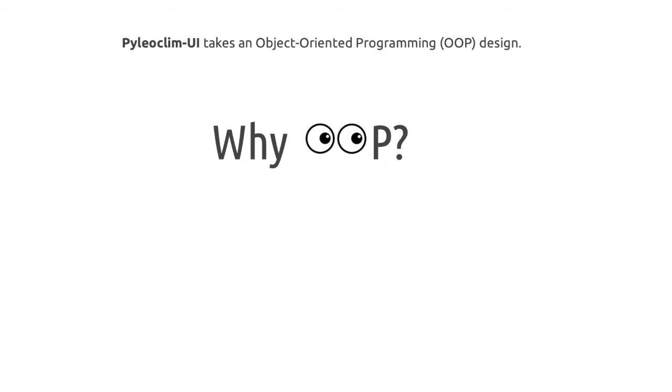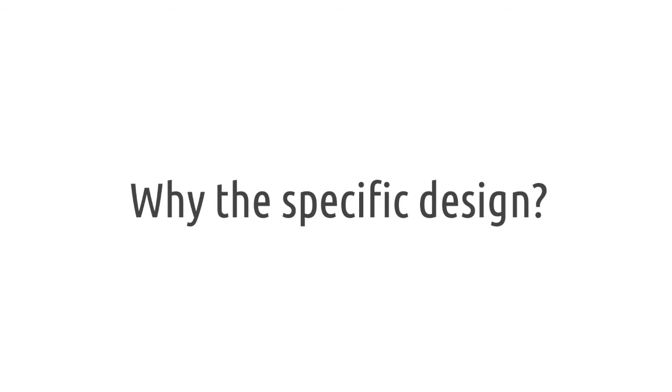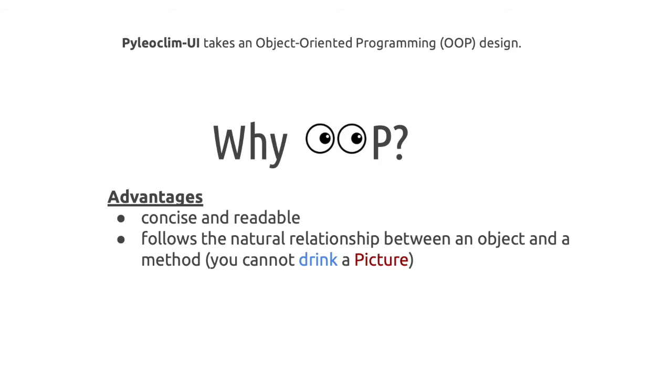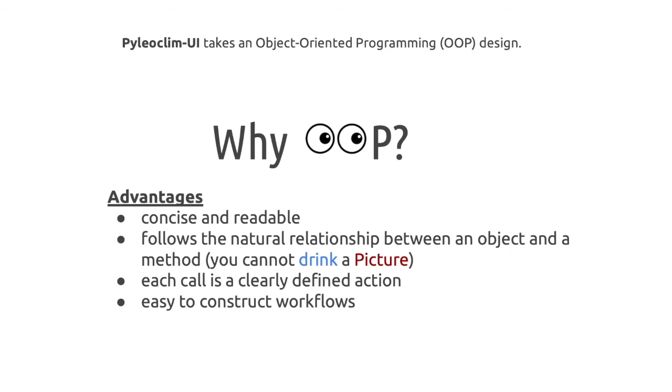So why OOP? Why did we take this specific design in Pyleoclim UI? Well, based on the daily life examples you see, the advantages of this design are clear. It makes the code very concise and readable. It follows the natural relationship between an object and a method. You cannot drink a picture, can you? Also, each call is a clearly defined action, and you can easily combine those calls together to construct workflows.